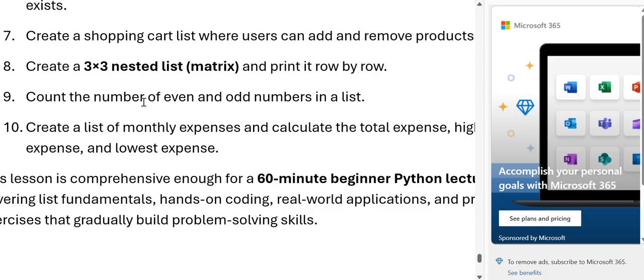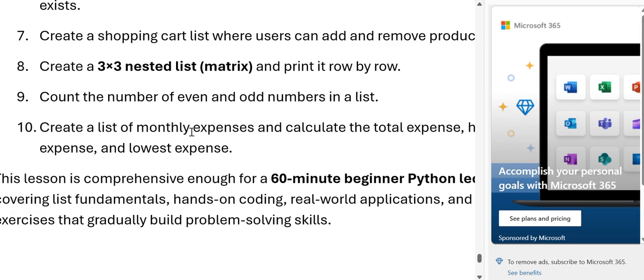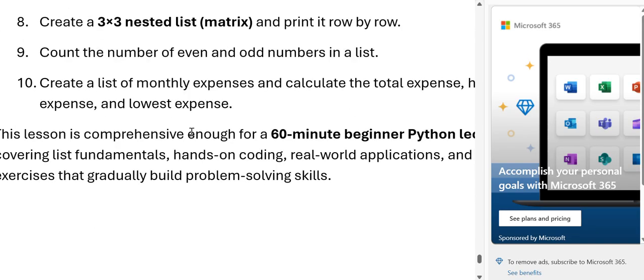In the matrix, you wrote two values in the brackets. The first one is for the outer bracket, like the first thing you see in that. If you want to print a whole row, then just write only one number. If you don't want to print a specific element, then don't specify the second number. Okay, count the number of even and odd numbers in a list. Create a list of monthly expenses. Calculate the total expense, highest expense and lowest expense.